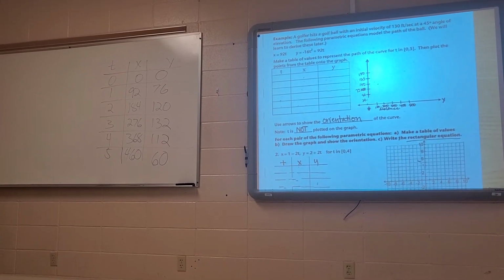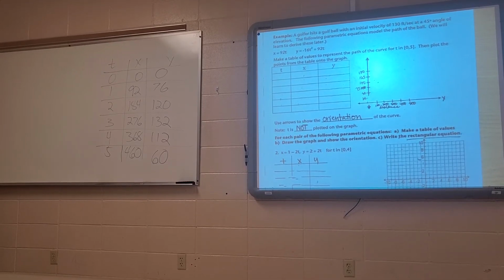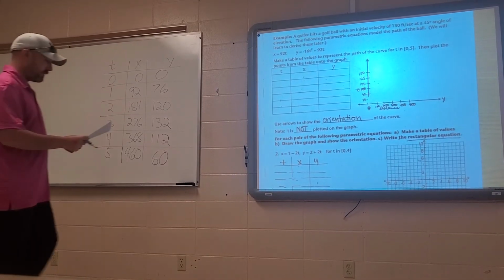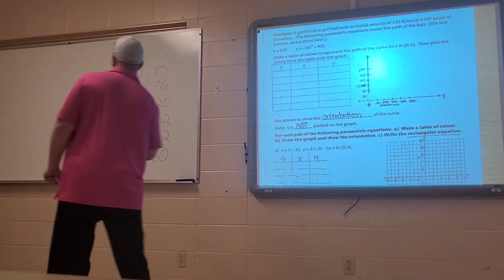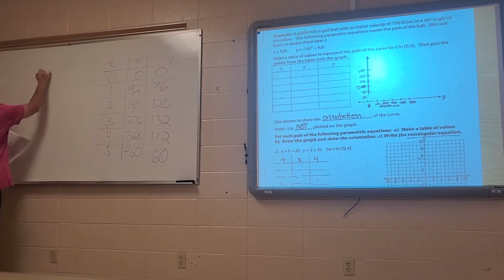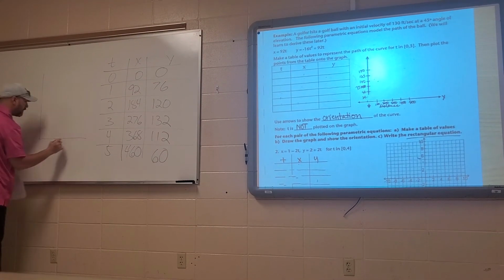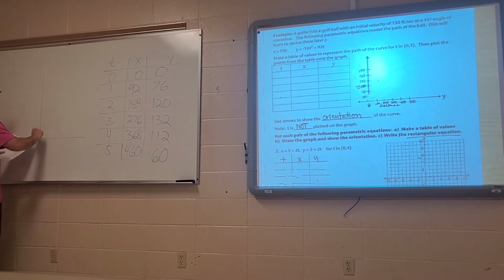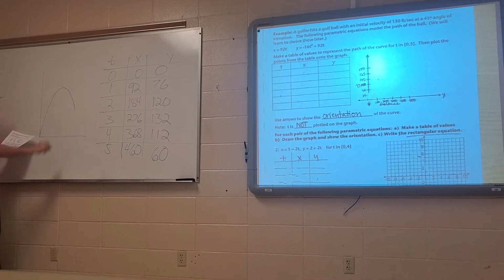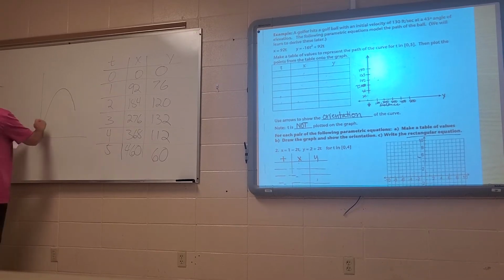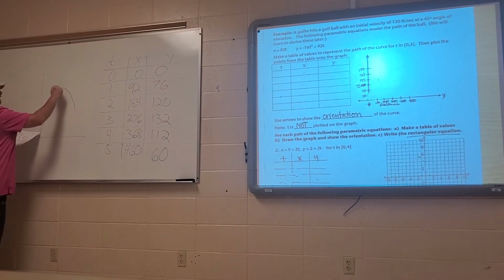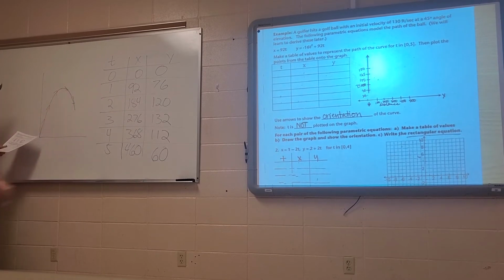So, make a table. We did that. Then plot the points from the table onto the graph. Well, it's going to do... Here, I'll just go ahead and make the graph. It's going to go up like this. Okay? And it says put some arrows on here, so it goes like that.